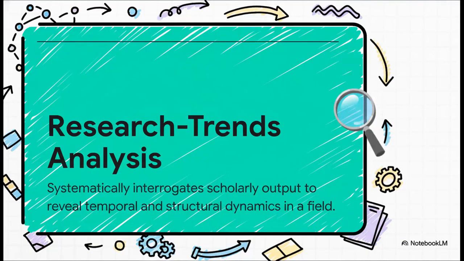And of course, there's a formal name for this kind of map making: research trends analysis. It sounds complicated, but it's really just a methodical way of looking at research to see two key things. First, how a field changes over time. That's the temporal part. And second, how different ideas and researchers are all connected. That's the structural part. It's kind of like watching a city grow over the decades, while also mapping out all its hidden subway lines.